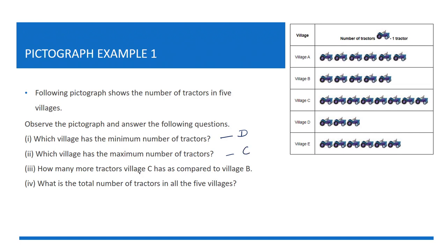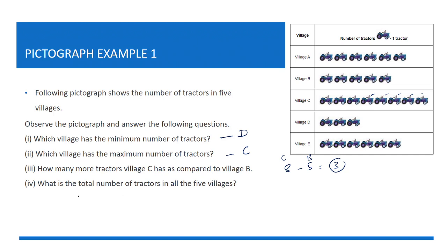How many more tractors does village C have as compared to village B? Village C has how many tractors? 1, 2, 3, 4, 5, 6, 7, 8. Village C has 8. And village B has 1, 2, 3, 4, 5. 8 minus 5, so the answer is 3. Village C has 3 more tractors compared to village B.